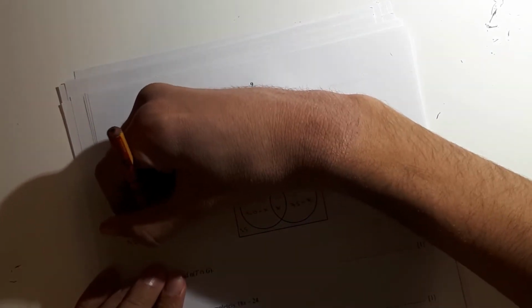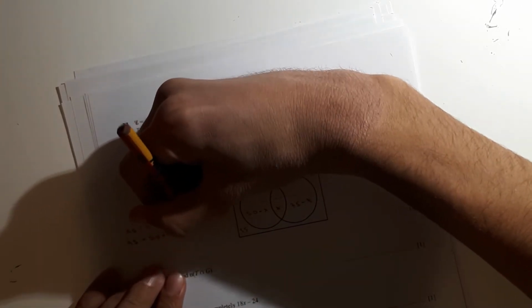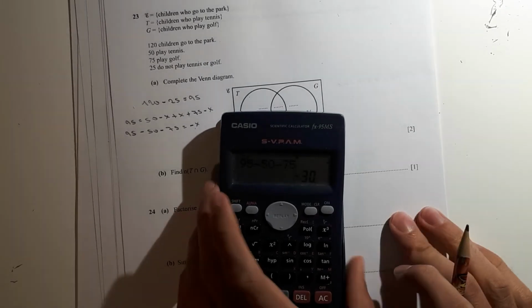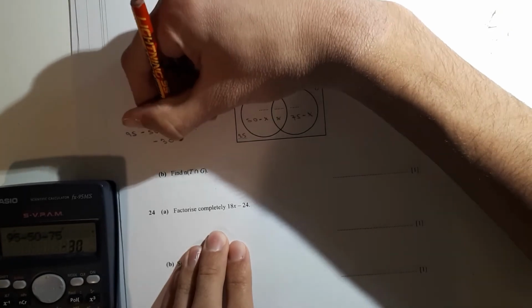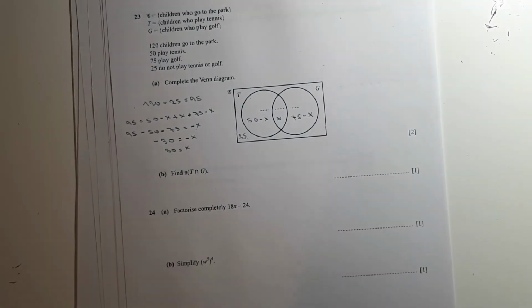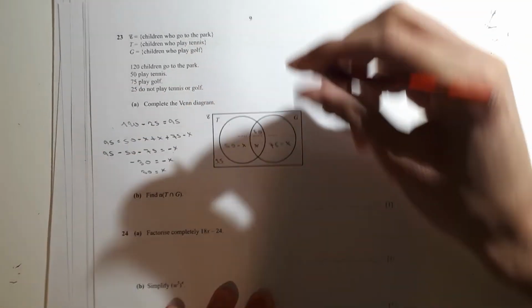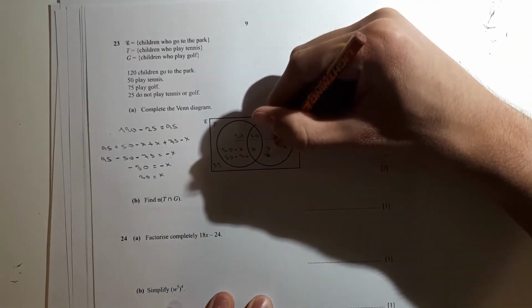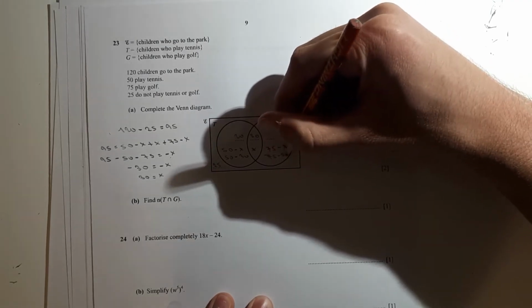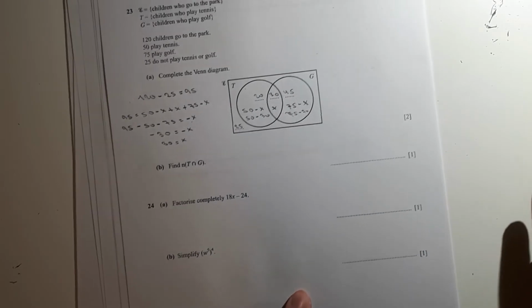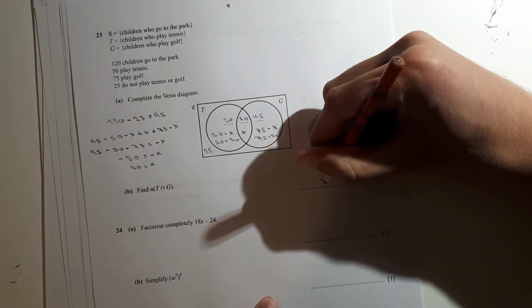95 minus 50 minus 75 is equal to minus X, and this gives us minus 30. It's equal to minus X, so this is equal to 30. X is going to be equal to 30. So over here goes 30. 50 less 30 is equal to 20, and 75 less 30 is equal to 45. Now, the next one. Find the intersection between T and G, and it's equal to 30.